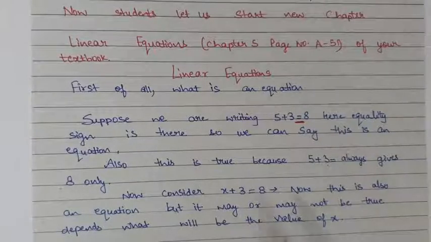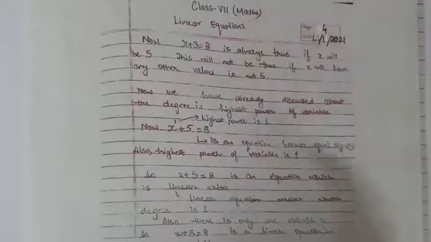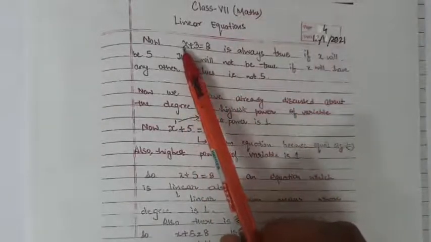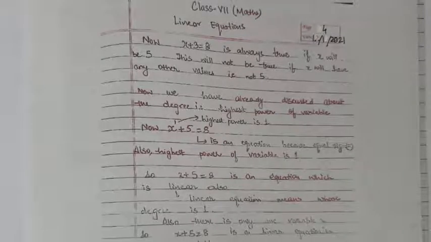Now consider x plus 3 is equal to 8. This is also an equation, but it may or may not be true depending on the value of x. X plus 3 equals 8 is true if you take x as 5 because 5 plus 3 gives you 8. But if you take any other value like 4, 2, then this equation will not be true.